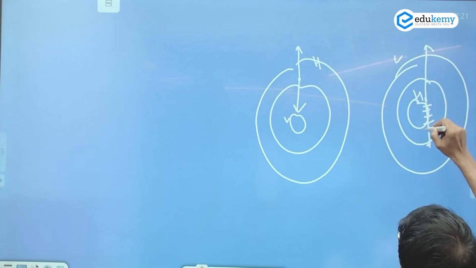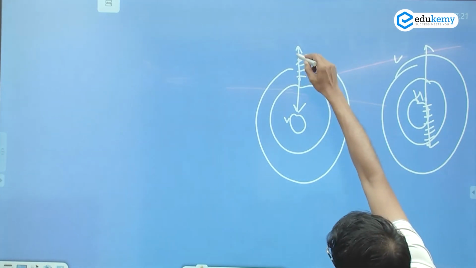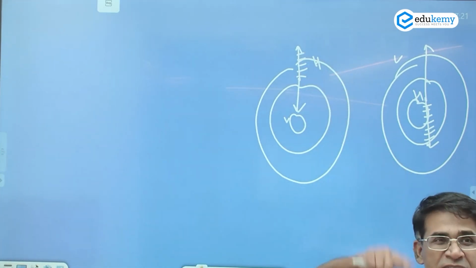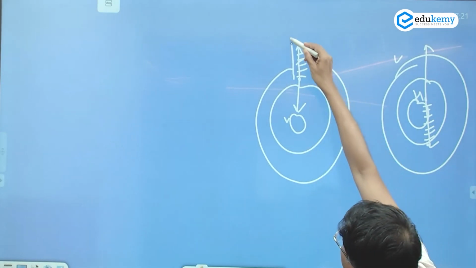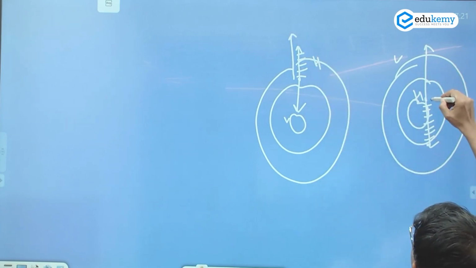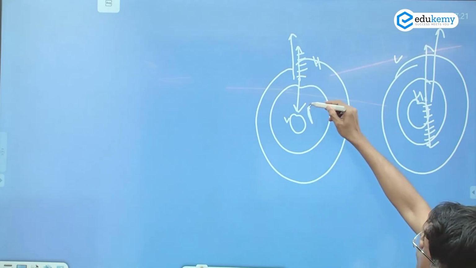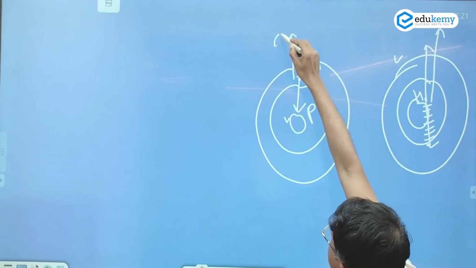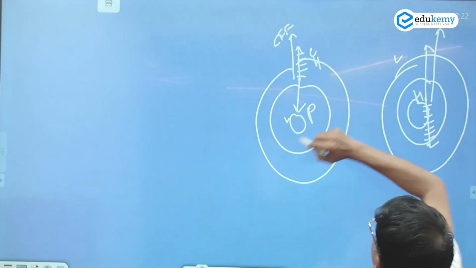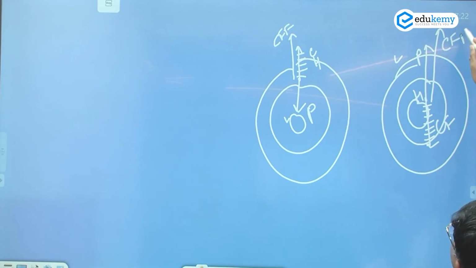Just to differentiate this, I call it the Coriolis force. If it is a circular one and the winds are rotating, you always have an additional centrifugal force. So this is the PGF, this is the Coriolis force, and this is the centrifugal force.